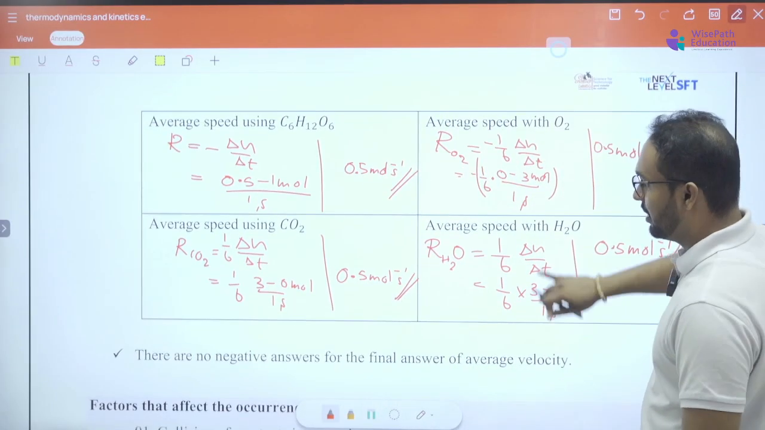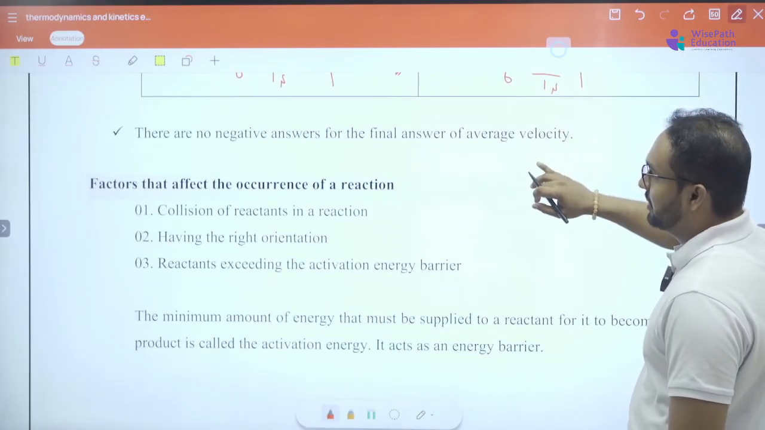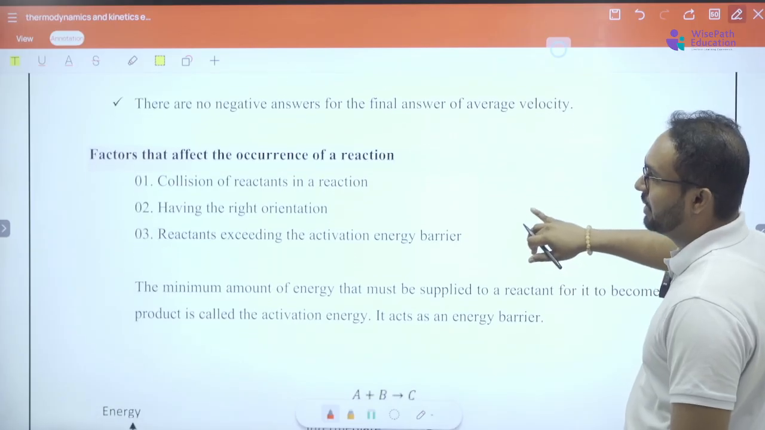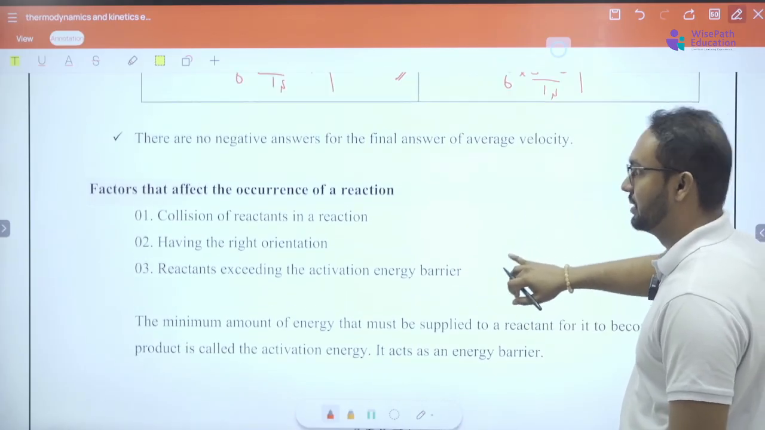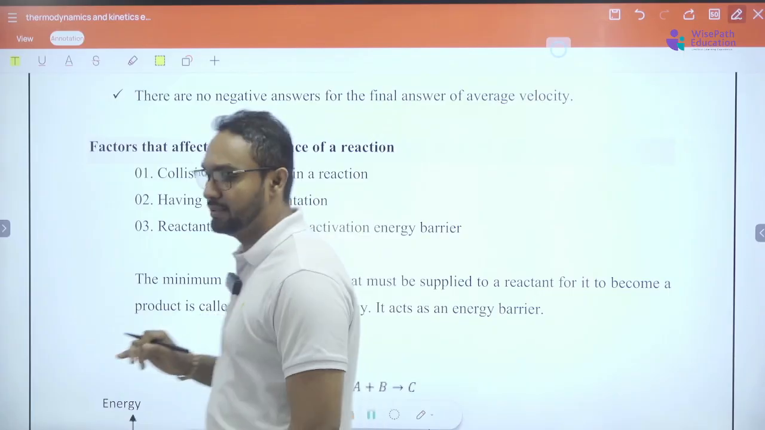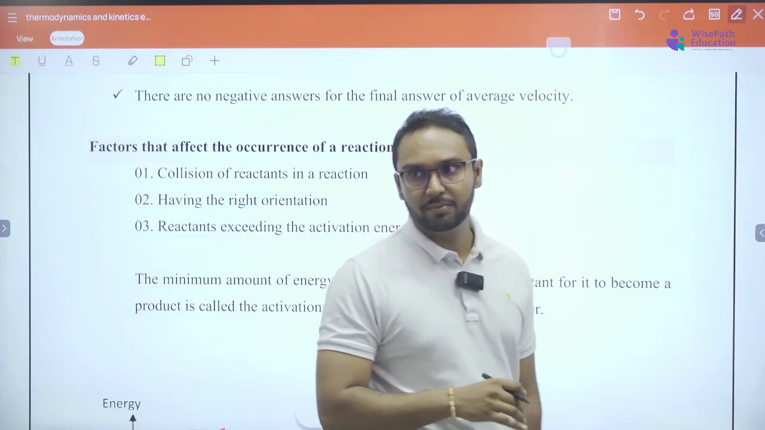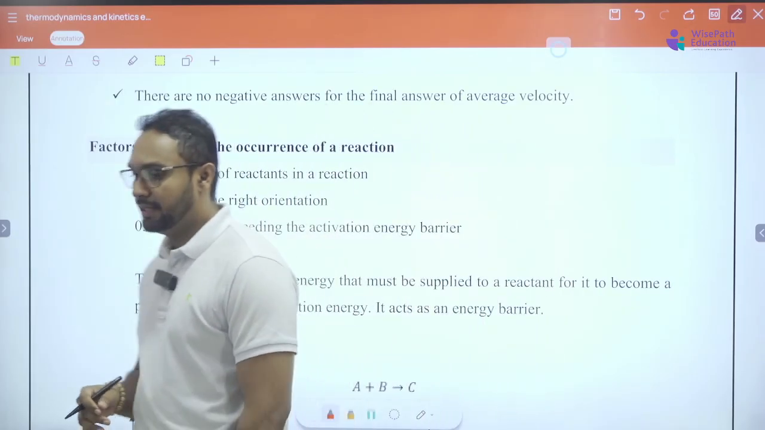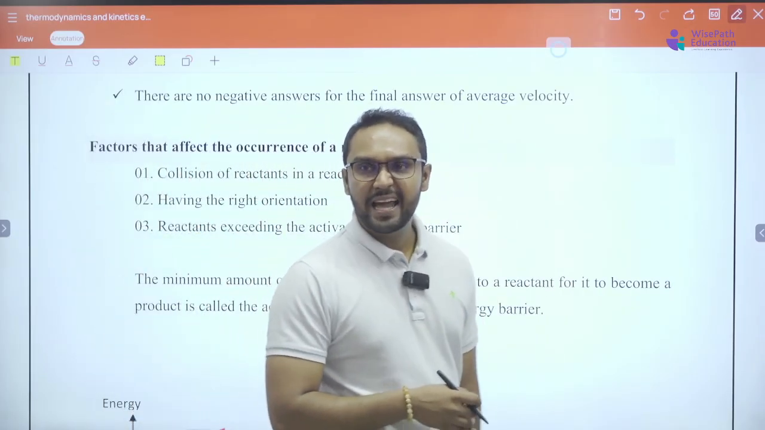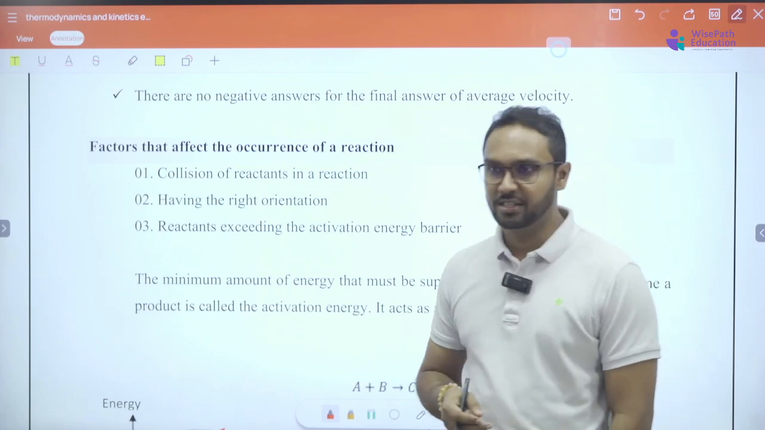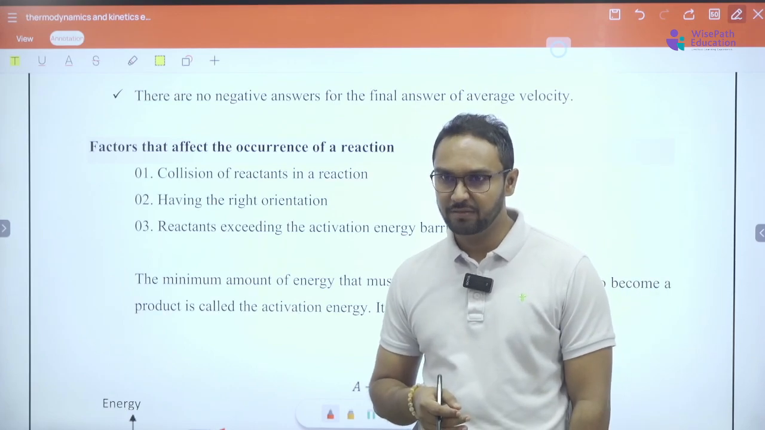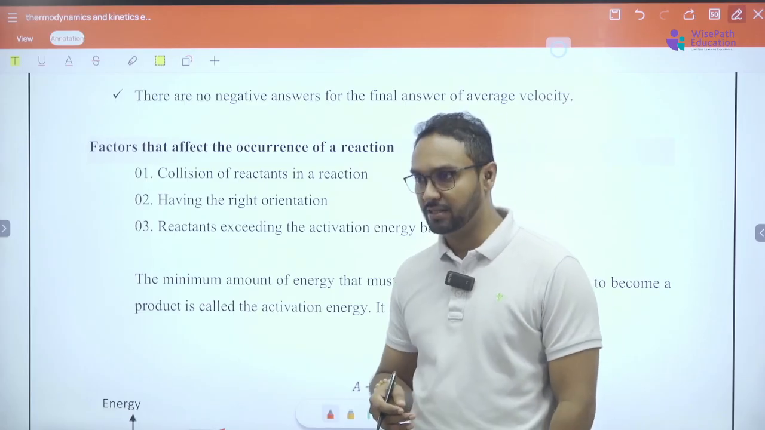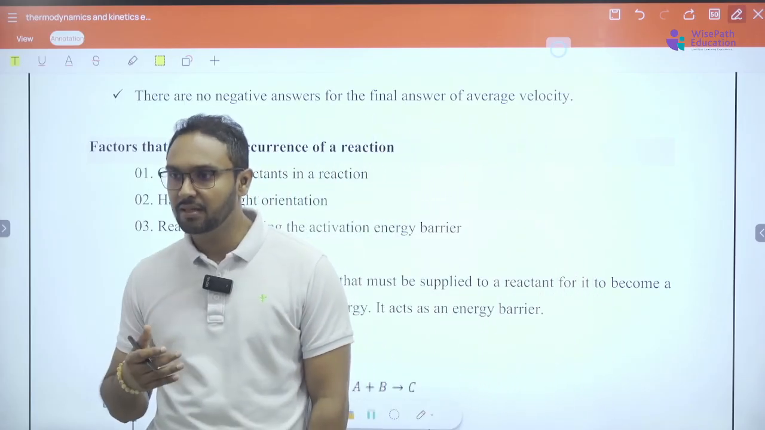Right, there are no negative answers for the final answer of the average velocity. Right, the factors that affect the occurrence of a reaction. This is a new theory. Now, did you understand the average rate of reaction? That is very important. There will be questions on that. Good. So the next thing: factors affecting the average rate of reaction. Sorry, not the average rate of reaction, the factors that affect the occurrence of a reaction. Like, the factors that affect for a reaction to occur.